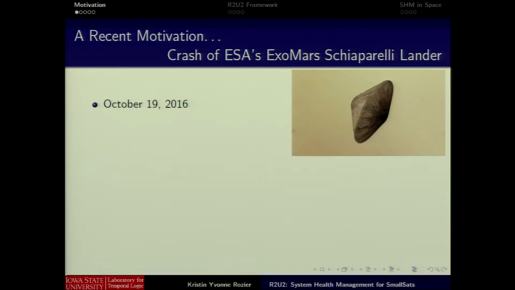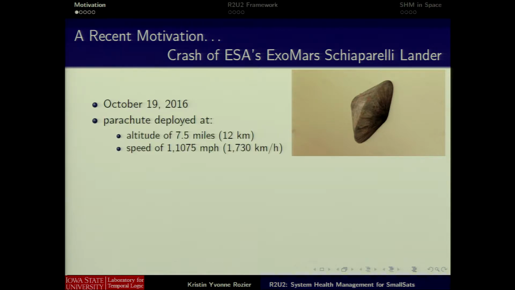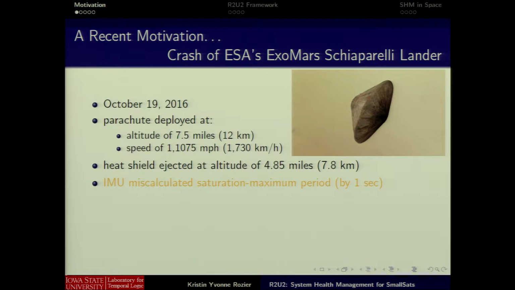So I would like to review the event that we all saw in our news feeds a little less than 2 months ago, the crash of the European Space Agency's ExoMars Schiaparelli lander. This was October 19th. To review what happened, the parachute deployed at an altitude of 7.5 miles when the lander was going at a speed of a little over 1,000 miles an hour. The heat shield correctly ejected at an altitude of almost 5 miles above the planet's surface. And then something a little bit concerning happened.